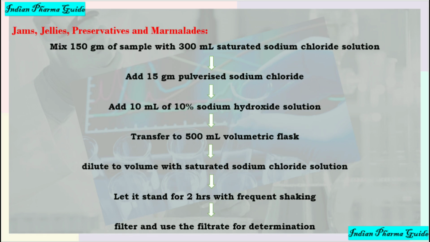Next, preparation of the sample for jams, jellies, preserves and marmalades. In the first step, mix 150 grams of the sample with 300 ml saturated sodium chloride solution. Second, add 15 grams of pulverized sodium chloride and then add 10 ml of 10% sodium hydroxide solution. Third, transfer to a 500 ml volumetric flask and dilute to volume with saturated sodium chloride solution, and finally let it stand for 2 hours with frequent shaking, filter and use the filtrate for the determination.